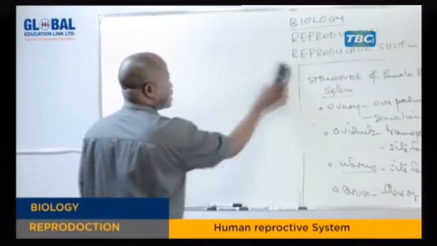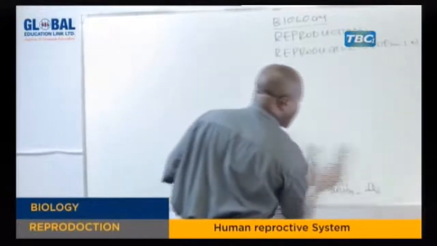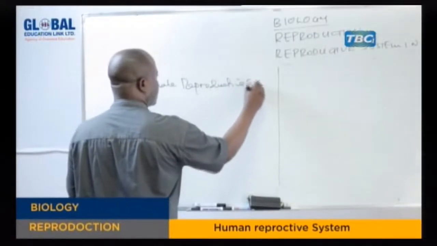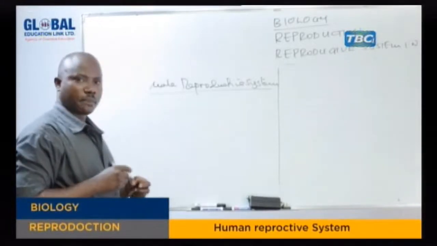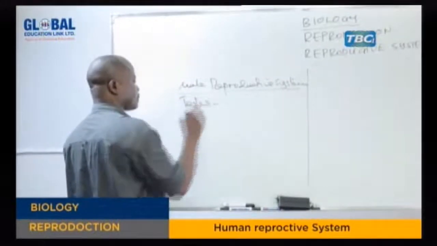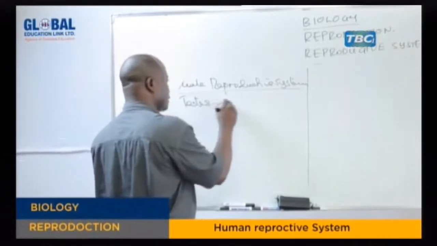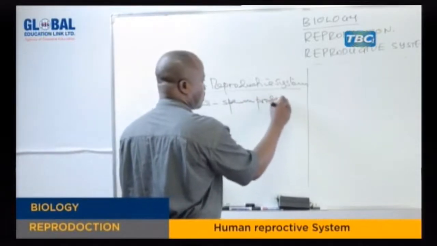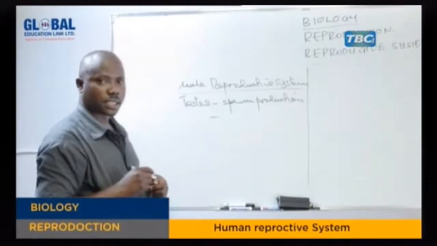Let us see the male reproductive system, particularly the inner parts. The inner part of the male reproductive system consists of the testes. Like in the female, this forms the site for sperm production, but also the production and secretion of sex hormones.